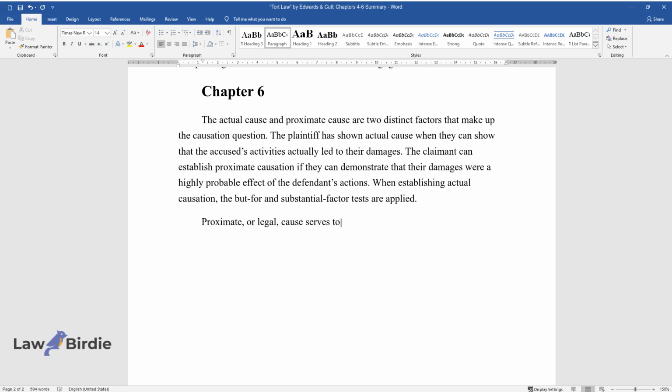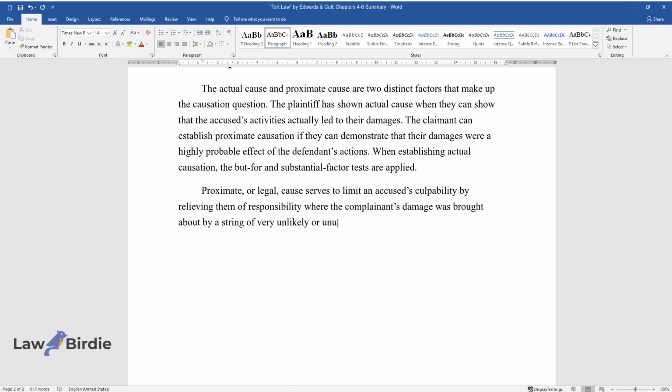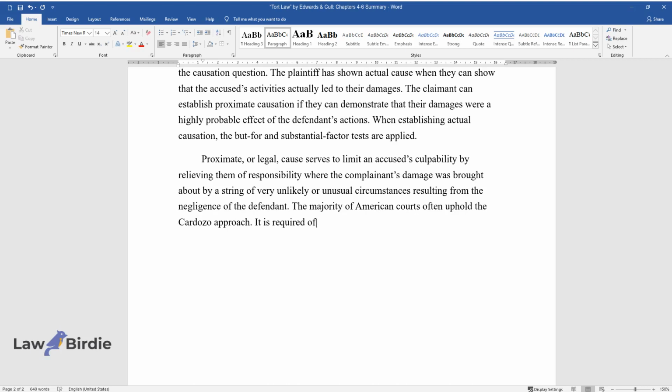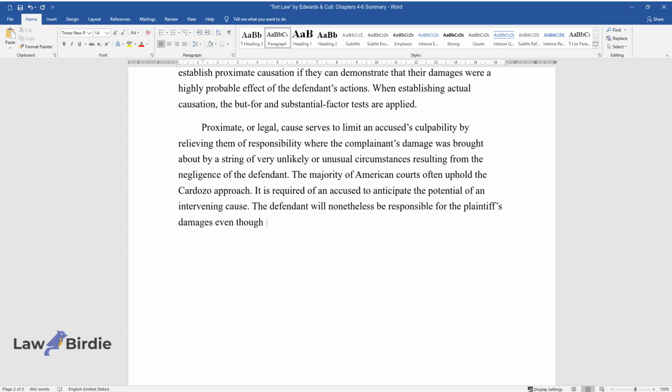Proximate, or legal, cause serves to limit an accused's culpability by relieving them of responsibility where the complainant's damage was brought about by a string of very unlikely or unusual circumstances resulting from the negligence of the defendant. The majority of American courts often uphold the Cardozo approach. It is required of an accused to anticipate the potential of an intervening cause. The defendant will nonetheless be responsible for the plaintiff's damages even though the intervening cause was not anticipated.